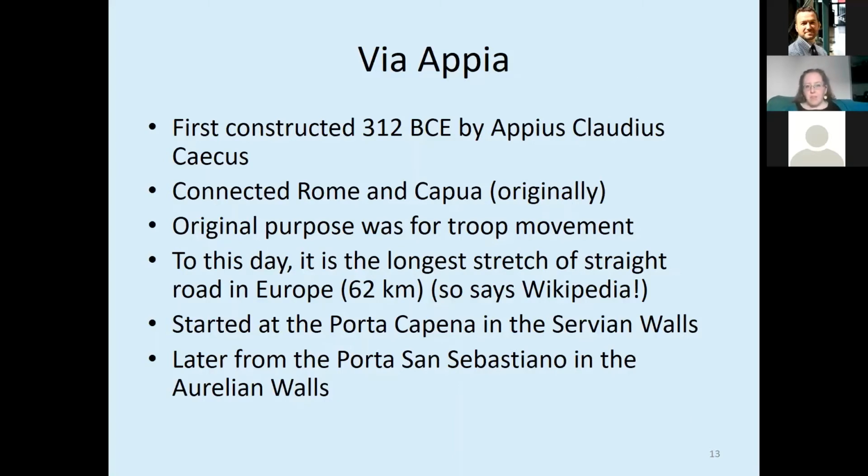All right, so Via Appia. It was first constructed by this fellow called Appius Claudius Caecus. It originally connected Rome to the city of Capua to the south, and its original purpose was for troop movement. So it is long and straight and good for moving people quickly at that time. According to Wikipedia, to this day, it is the longest stretch of straight road in Europe. So I thought that was a fun fact.